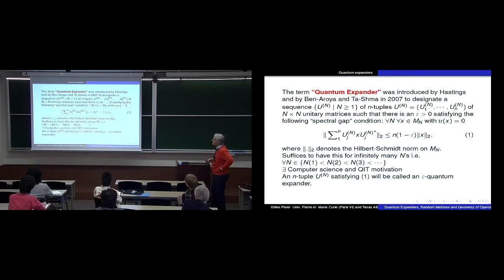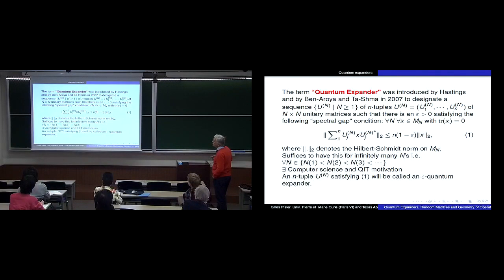Unfortunately, it's a bit heavy to swallow as a concept because there are all these dimensions that come in, so I'll try to sort it out. We have a small n, which I will refer to as the degree of the quantum expander, and then a capital N, which will go to infinity. You have to think of this capital N as being big. What matters is that we have a sequence of unitary matrices of size capital N times capital N.